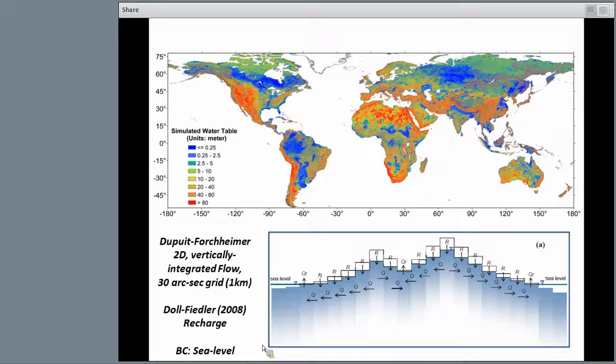I'll come back to this later. And then solving that equation is basically to push the Forchheimer equation for the vertically integrated flow at a very high resolution, globally speaking, at 1 kilometer scale, and use some kind of climate model to constrain the recharge, and with sea level boundary condition, we get this map.